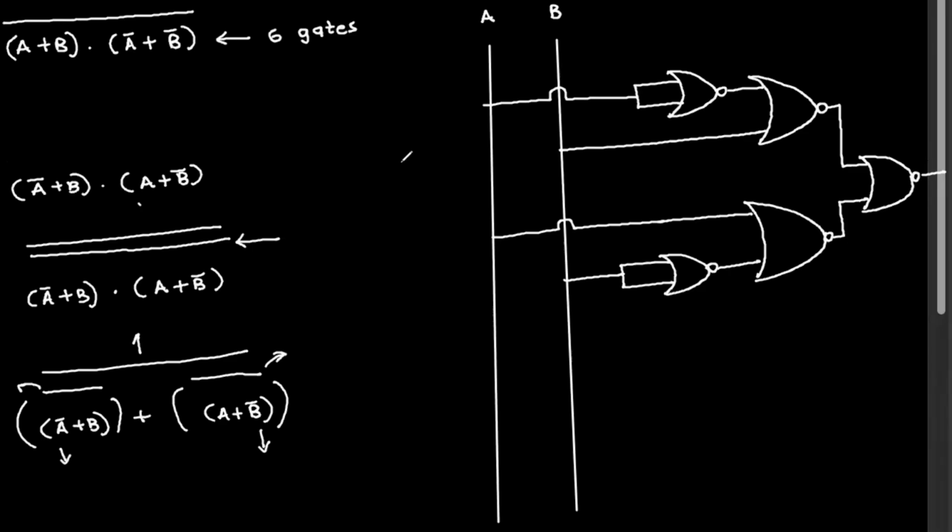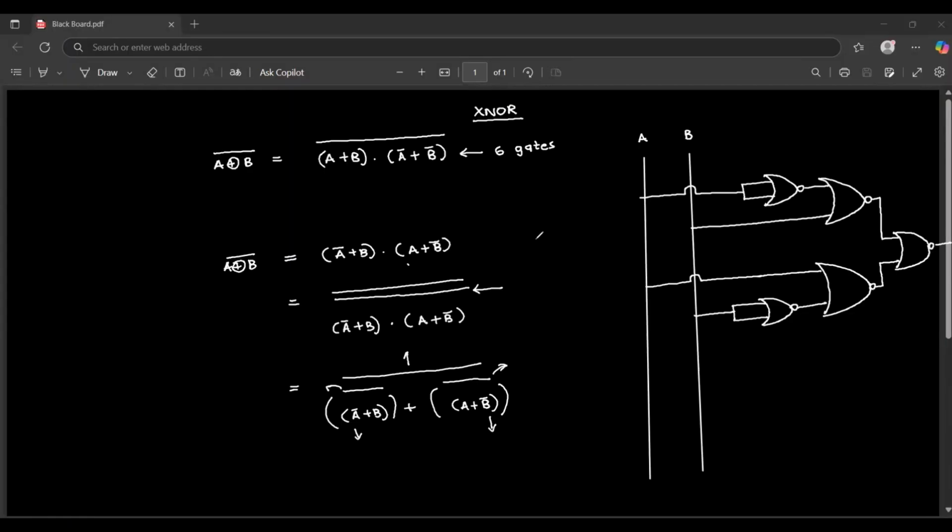So that's it for the XNOR gate. Here you need 6 gates, and you can do the rearrangements in your own time. There is no rush in that. Do that when you have free time. In the next video, we will be looking at some example questions, how you can use NOR gates to come up with the expression. So stay tuned.